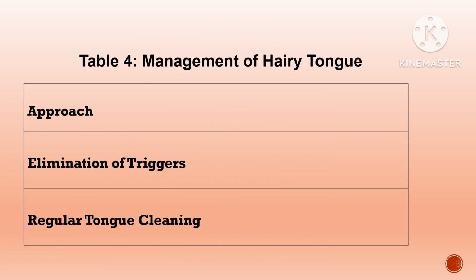Management includes regular brushing of the tongue with a soft toothbrush or tongue scraper, ceasing smoking, reducing tea or coffee consumption, and staying hydrated. Antifungal treatment will be required if there is a secondary fungal infection. For persistent or recurrent cases of hairy tongue, especially if the predisposing habits continue, we have to do regular follow-ups.